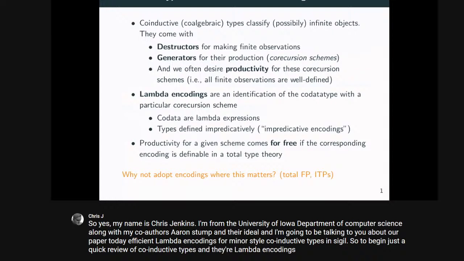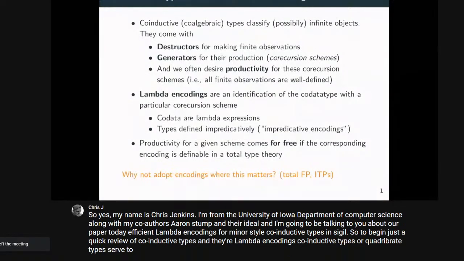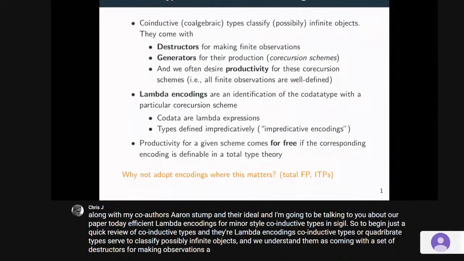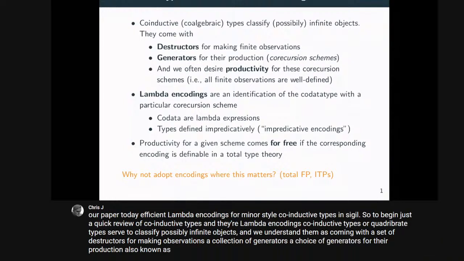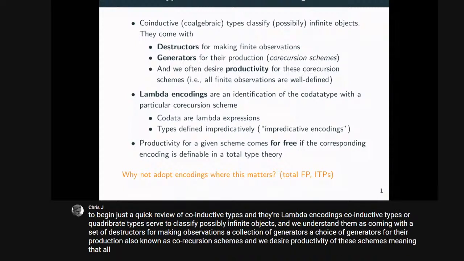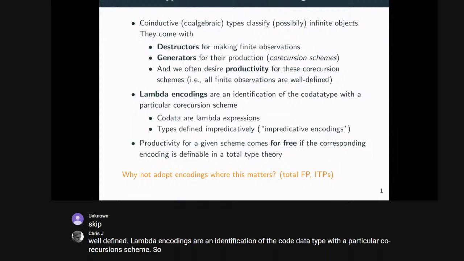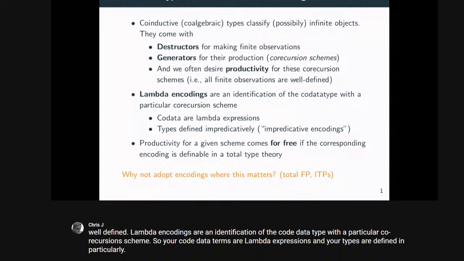Co-inductive types, or coalgebraic types, serve to classify possibly infinite objects, and we understand them as coming with a set of destructors for making observations, and a choice of generators for their production, also known as co-recursion schemes. We desire productivity of these schemes, meaning that all finite observations we make of them with destructors are well defined. Lambda encodings are an identification of the codata type with a particular co-recursion scheme. So your codata terms are lambda expressions, and your types are defined impredicatively. So you also hear the terminology impredicative encoding.